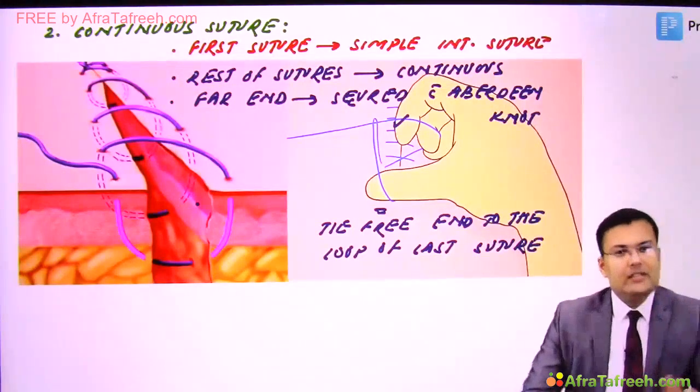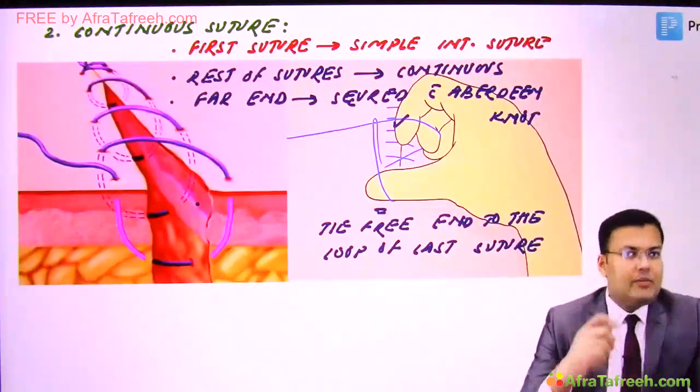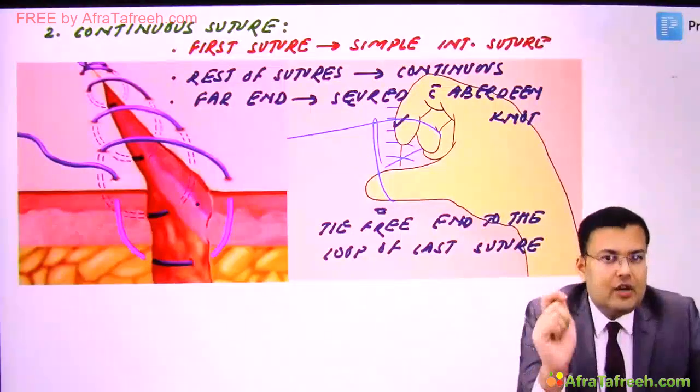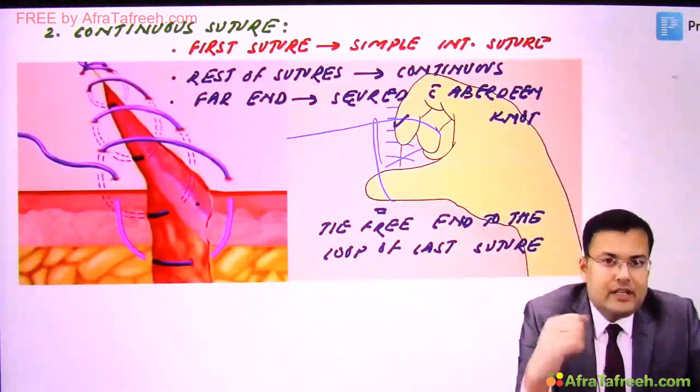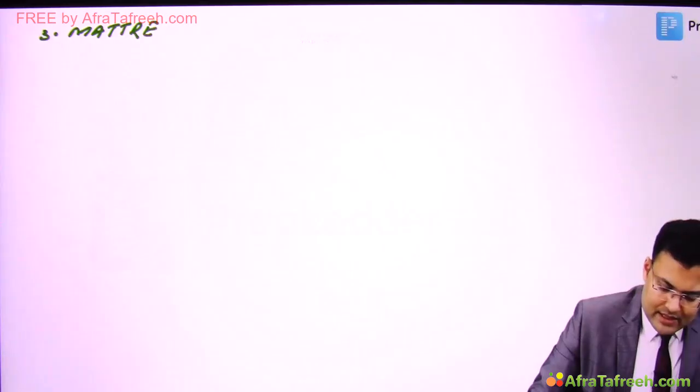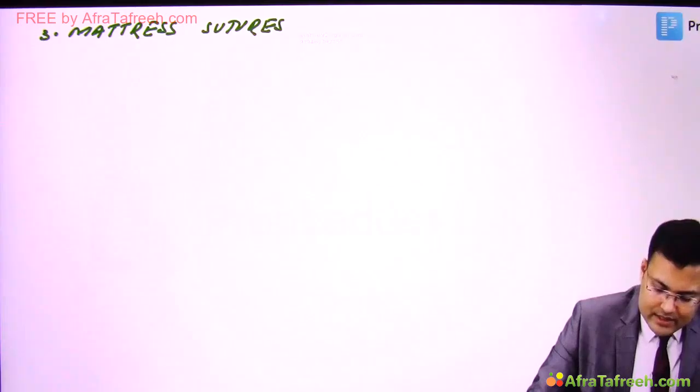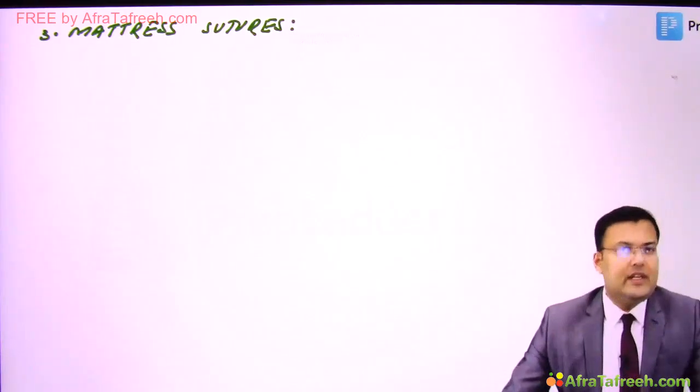Clear? And what is the example you have seen in laparotomy? When we are suturing the rectus sheath with the proline, generally we take the continuous suture. Now third is the mattress suture. These are frequently asked nowadays, especially in NEET and AIIMS.